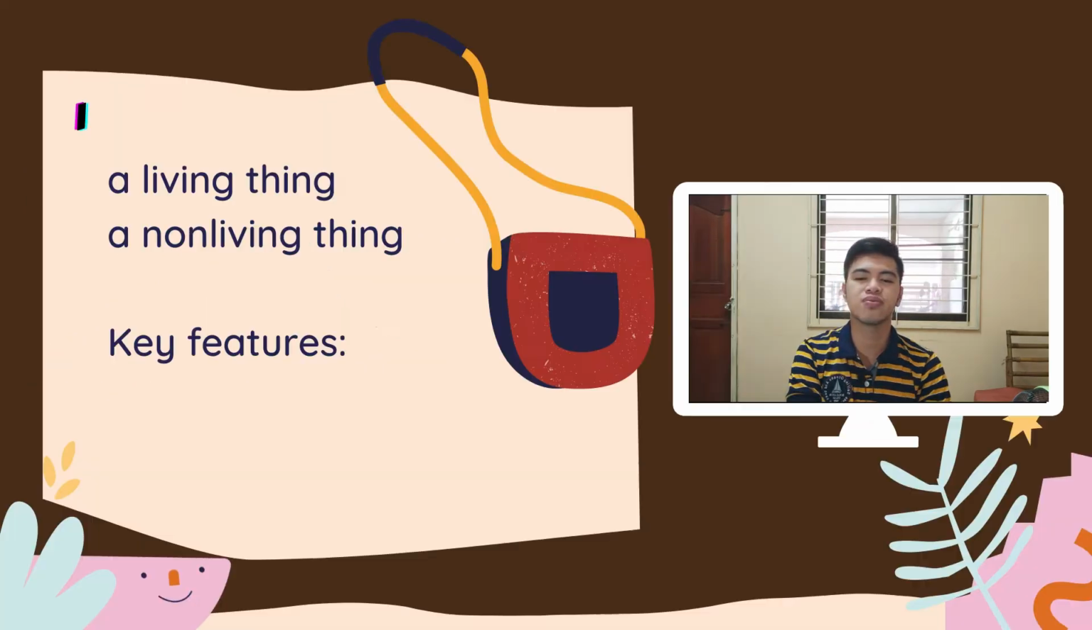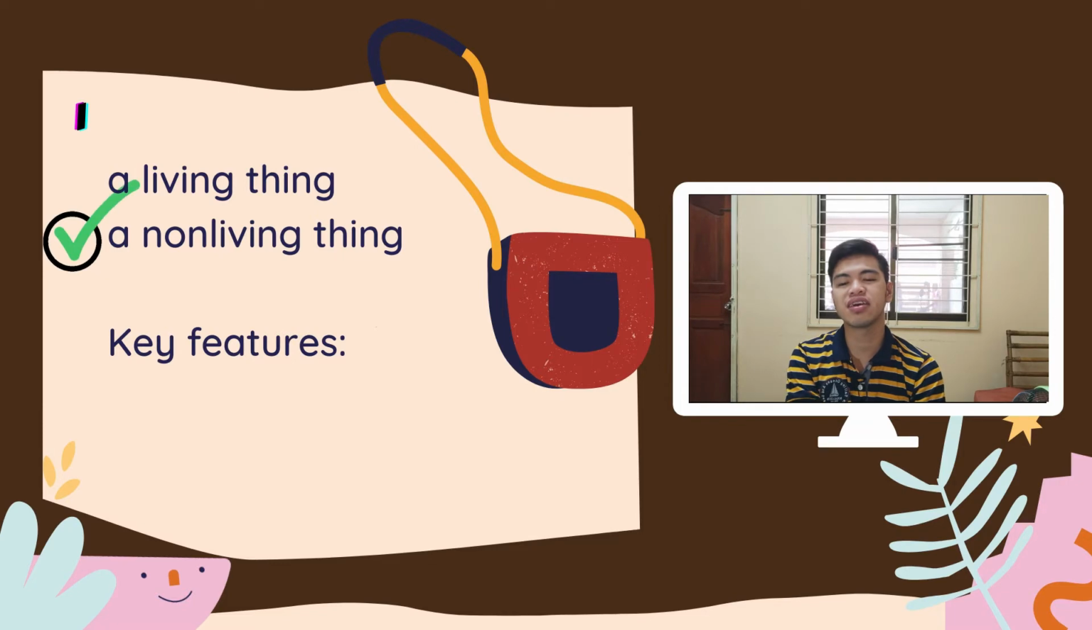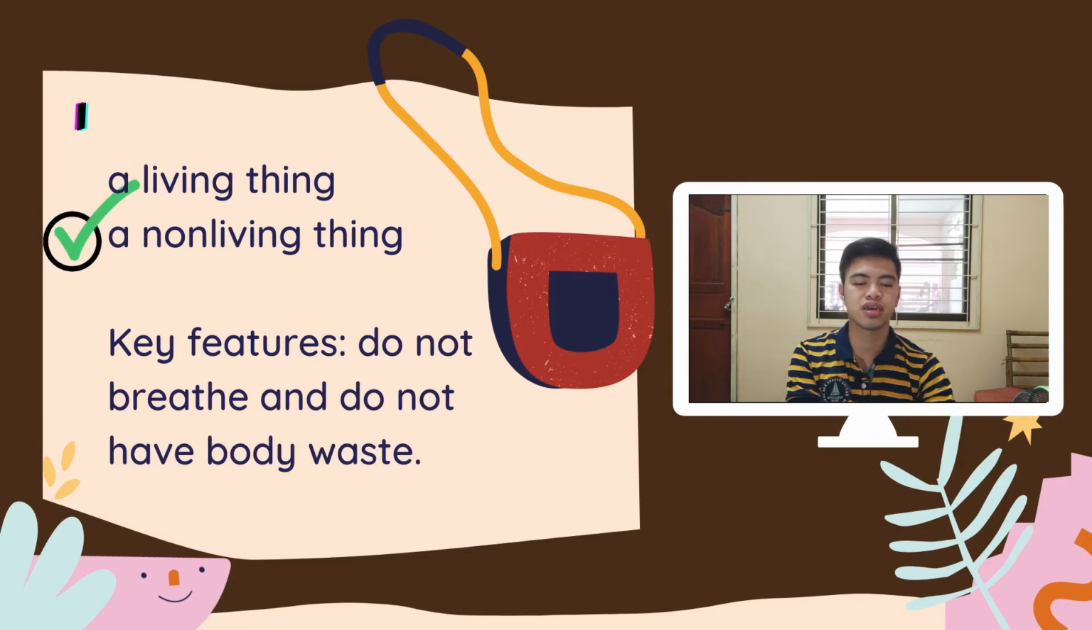For example, here, what is it? It's a sling bag. So is a sling bag a living thing or a non-living thing? You're going to check if it is a living thing or a non-living thing. Okay? And of course, a sling bag is a non-living thing. So we're going to check a non-living thing. And then we're going to write what its key features are. So here the sling bag does not breathe and does not have body waste. Okay, but also you can write your own key features. But this is an example for you. Okay?